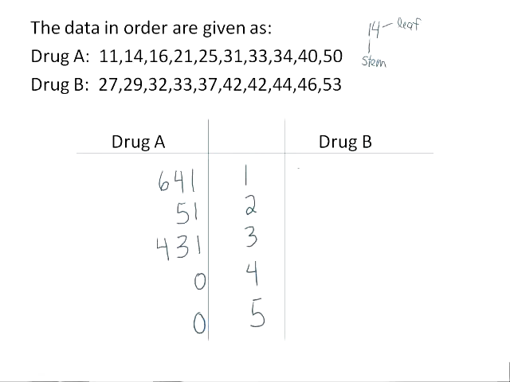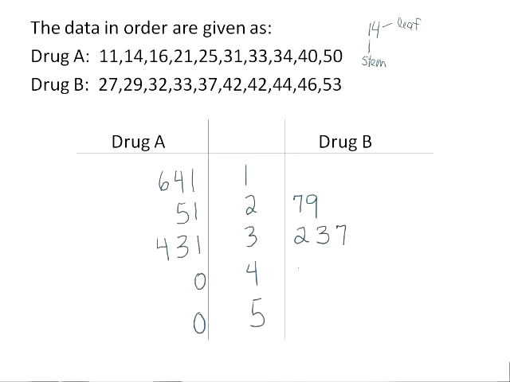Now for drug B, we're going to do the same thing, but remember the smaller numbers go towards the inside, towards the stem. Now we don't have any numbers that start with a 1, so we're just going to leave that blank. Now the smallest number for drug B is a 27, so that'll be a 2, 7. And then a 2, 9, the stem of 2, the leaf of 9. Then for the number 32, we have a stem of 3, a leaf of 2. For 33, we have a stem of 3, a leaf of 3. And then for 37, we have a stem of 3 and a leaf of 7.